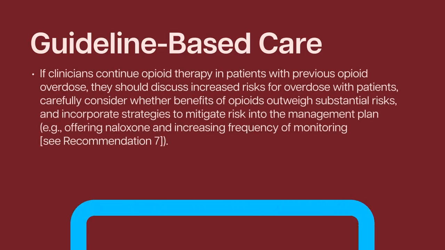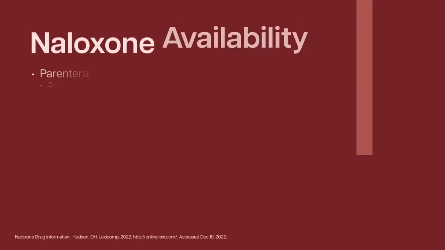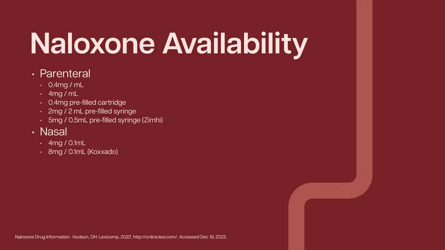If a patient has had a previous opioid overdose, use extreme caution in considering whether to prescribe them any additional opioids at all. The risks may well outweigh the benefits in these cases. And, just as a heuristic, anybody who has ever overdosed on opioids should have naloxone, not only prescribed, but they should be counseled to keep it with them basically at all times. There are several formulations of naloxone available, both parenteral and nasal. There are also parenteral autoinjectors. However, the nasal spray seems to have become one of the most popular, and it does mitigate some of the risks with bloodborne pathogens related to an injection.